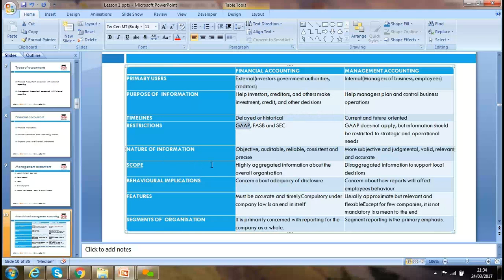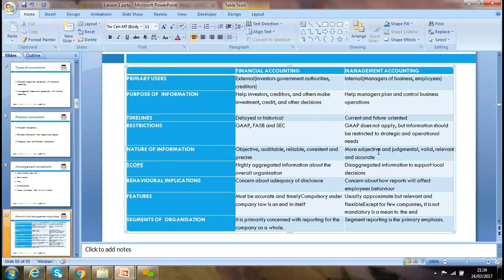Nature of information. Financial accounting has an objective. Financial accounting needs to be audited. Financial accounting needs to be reliable. Financial accounting needs to be consistent with every year's record, and we have to show the previous year's record as well to compare. But for management accounting, you just prepare a report monthly, show your management, and it doesn't need to be kept forever.